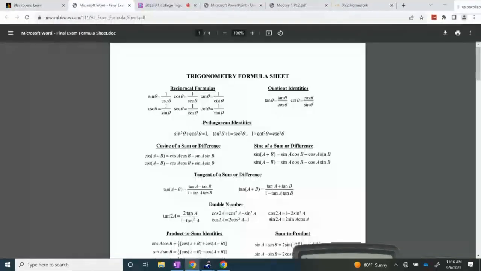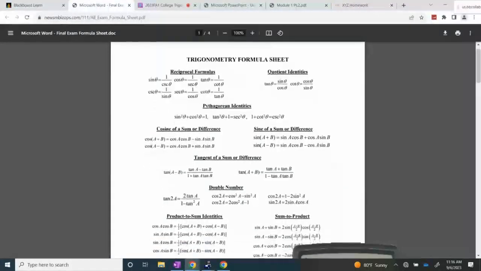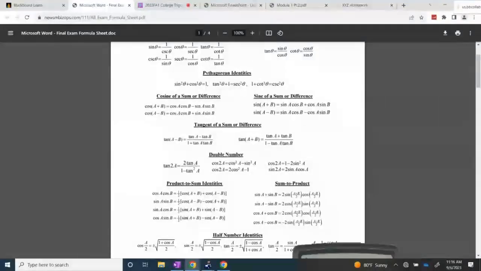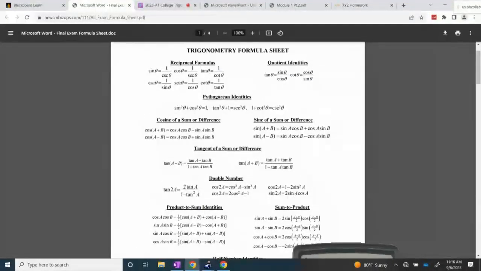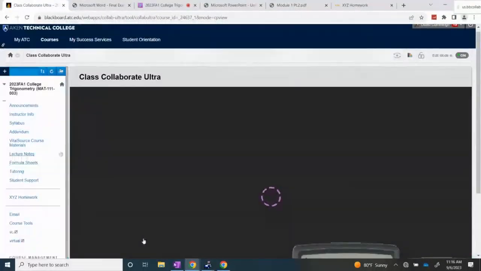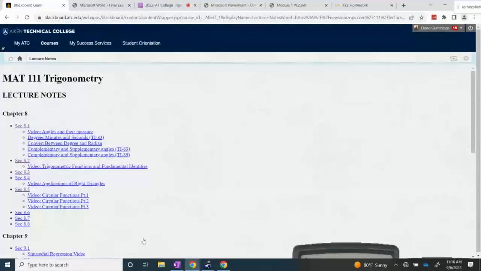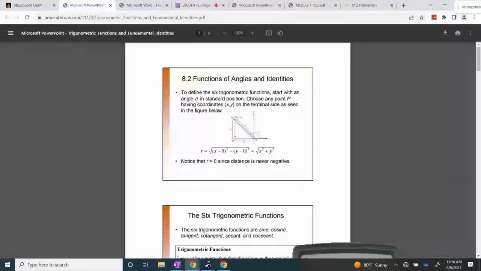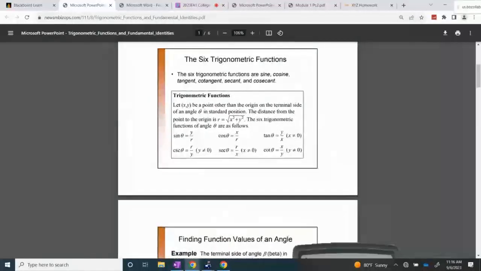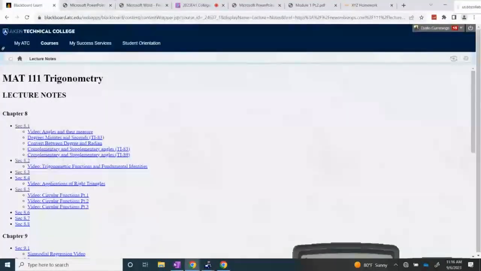And I'm going to pull up the all exam formula sheet. Notes. Okay. And also, this was from 8.2.